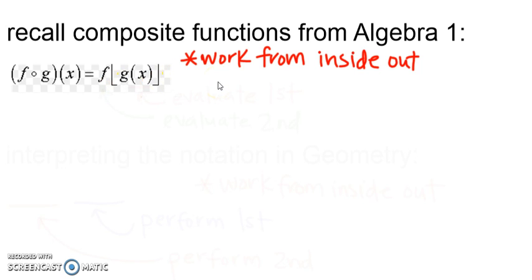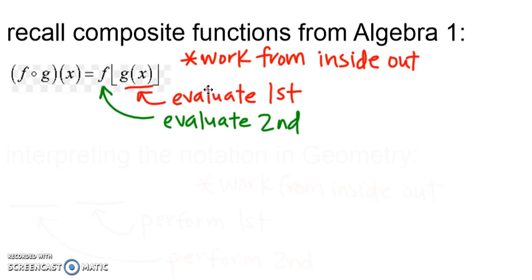So if you don't really recall that from algebra, the main part that you want to remember is that you're working from the inside out. So you're always working with the second function listed, and then you move outward to the first function listed. So evaluate the first, and then evaluate the second.